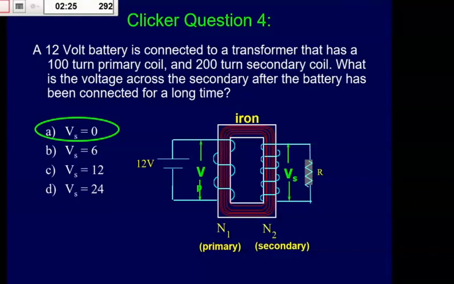This is one of the rationales for why AC is more useful for us: we can use it with a transformer, where DC you can't. In this case, it would just do nothing at all. There'd be a zero voltage there.